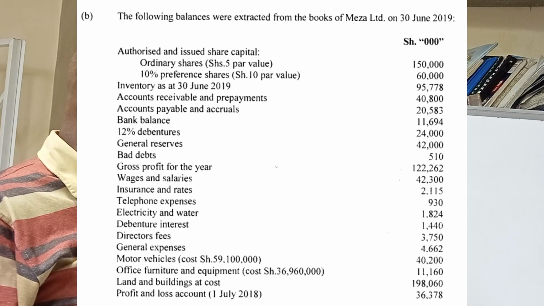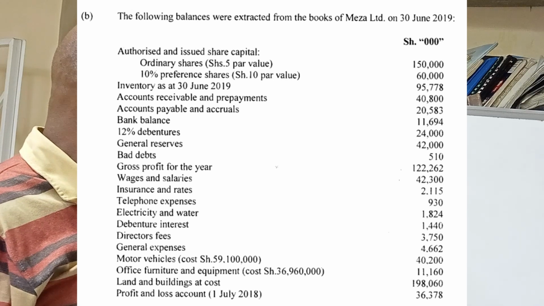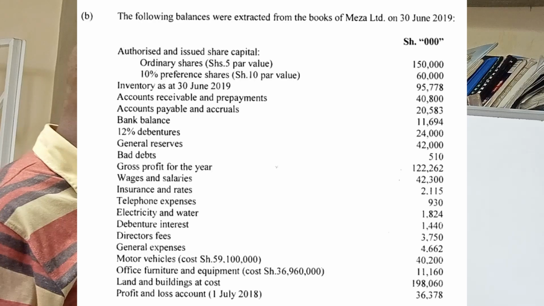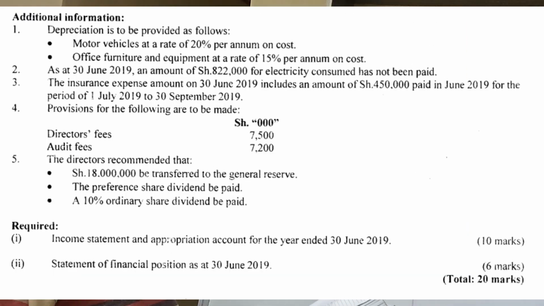The same thing with office furniture and equipment. Land and buildings at cost, profit and loss at the beginning of the year. That's retained earnings. Depreciation is to be provided as follows: motor vehicle 20% per annum on cost, office furniture 15% per annum on cost. As of 30th of June 2019, an amount of 822,000 for electricity consumed has not been paid, so it's a current liability.